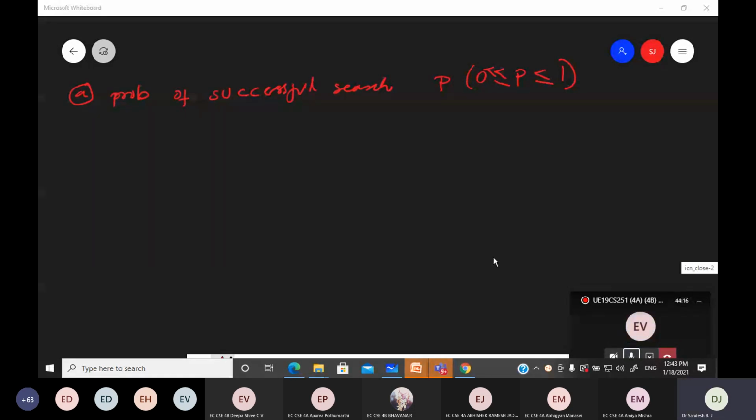Okay. So the probability of the successful search is equal to P, which is greater than or equal to 0 and less than or equal to 1. Then the probability of successful search, and the probability of the first match occurring in the ith position.